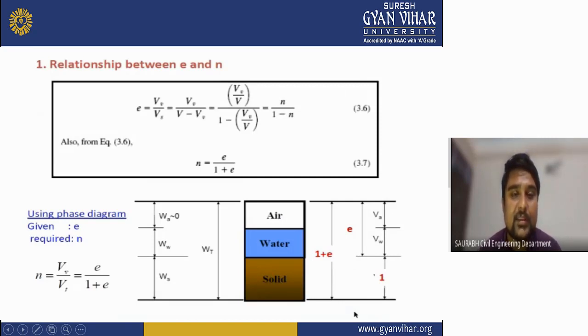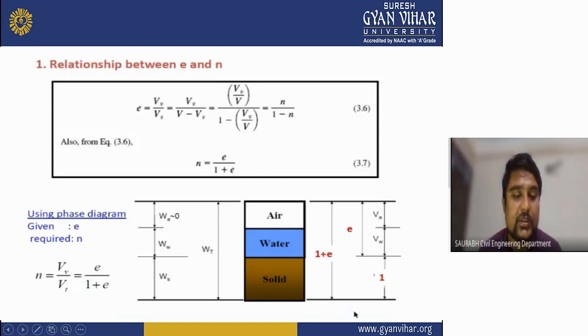Now we will see the relationship between e and n. Here you can see e will be equal to Vv over Vs, which is Vv over (V minus Vv). And finally, by solving these things, you will get n equal to e over (1 plus e).